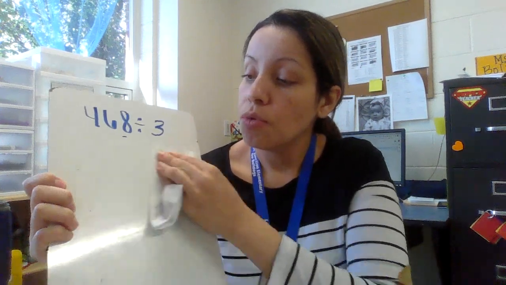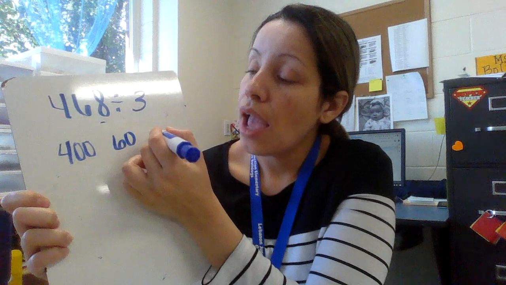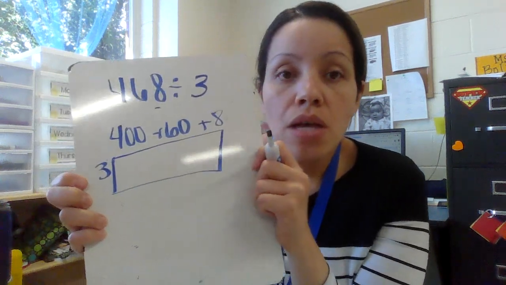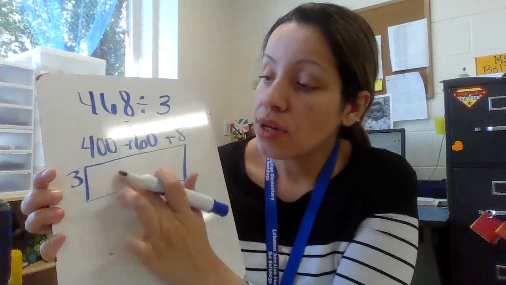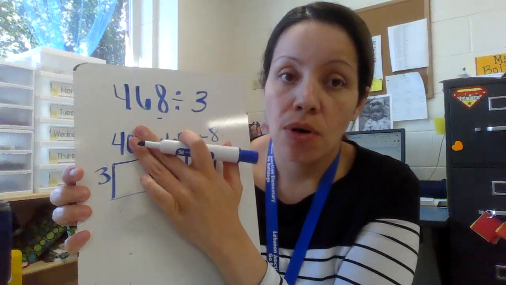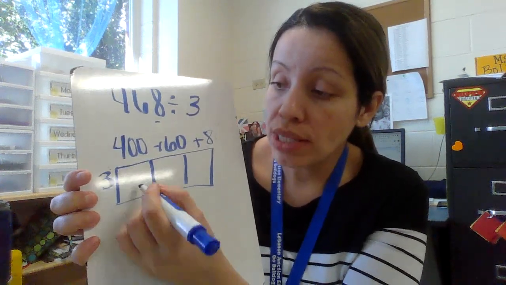I can also use the box method, which uses place value. And for some of you, that might be helpful. So what I do is I break down the 400, 60, and 8. I have my number 3 here, and I'm going to create a box. Again, this 3 is trying to get in here as many times as it can. Just by looking at the 4, how many times does the 3 go into the 4? Well, I know that it will go 1 time.